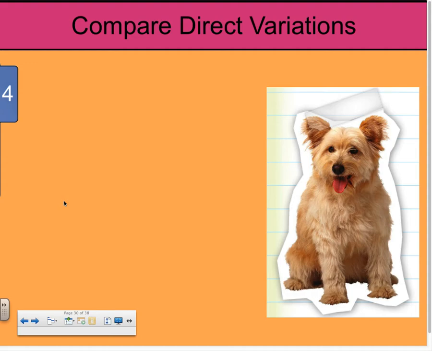All right, one more time here. We're going to compare direct variations. All right, what we have in this situation is kind of a fun thing that a lot of people like to do. We've got a dog, we've got a puppy, and people like to try and figure out how old their dog is in human years.